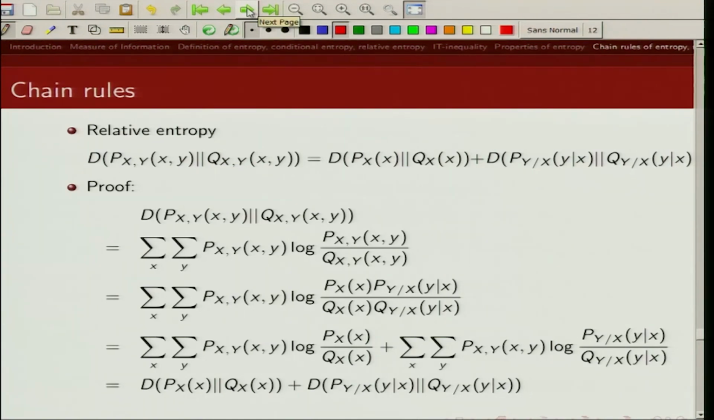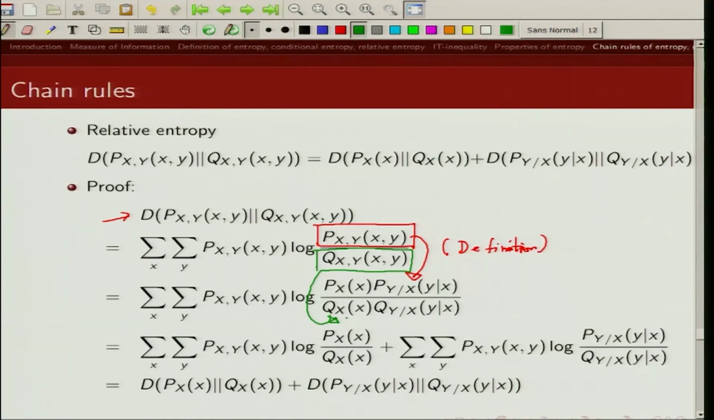What we do first is, from the definition of divergence, we write the expression for the divergence between these two probability distributions p of x, y and q of x, y. So this follows from the definition. Now these joint distributions can be written in terms of conditional distributions. So I can write this like this, and similarly I can write this in this particular fashion.